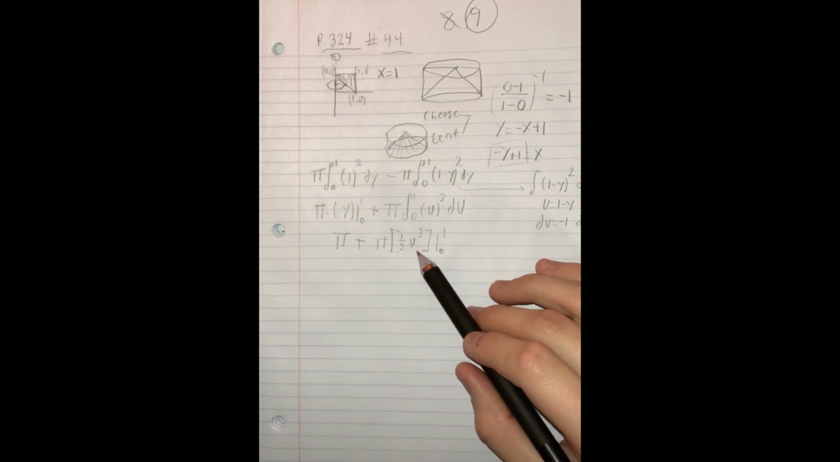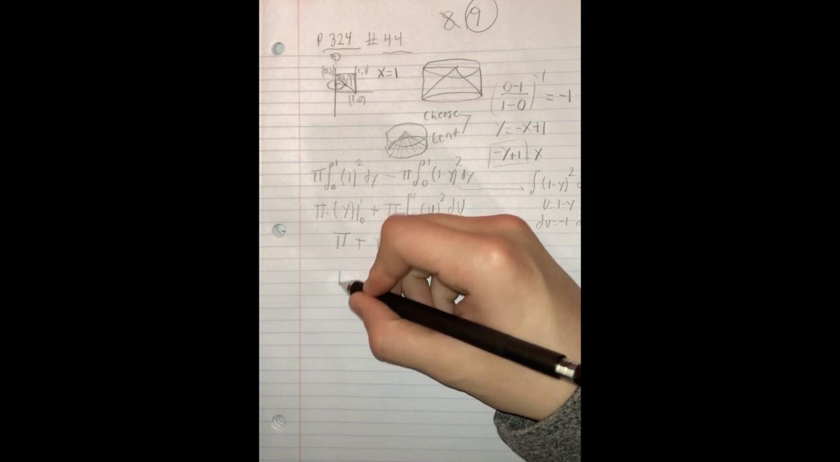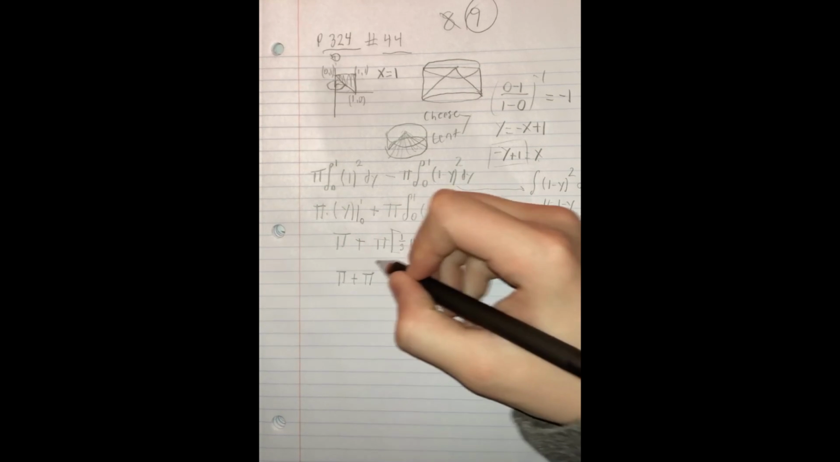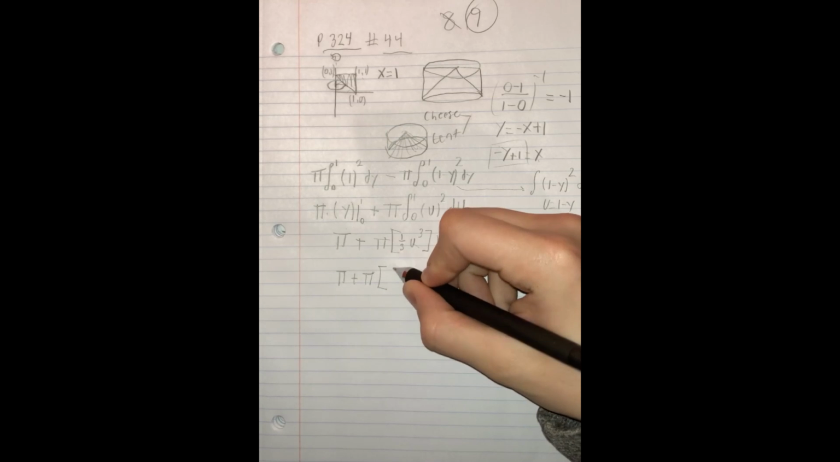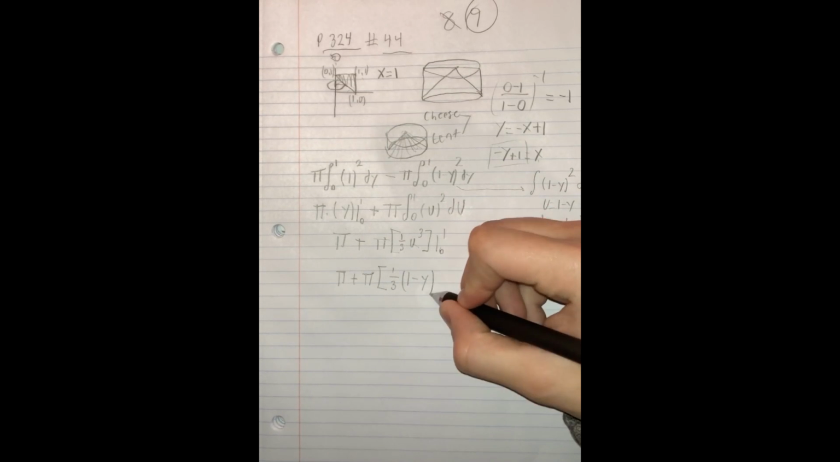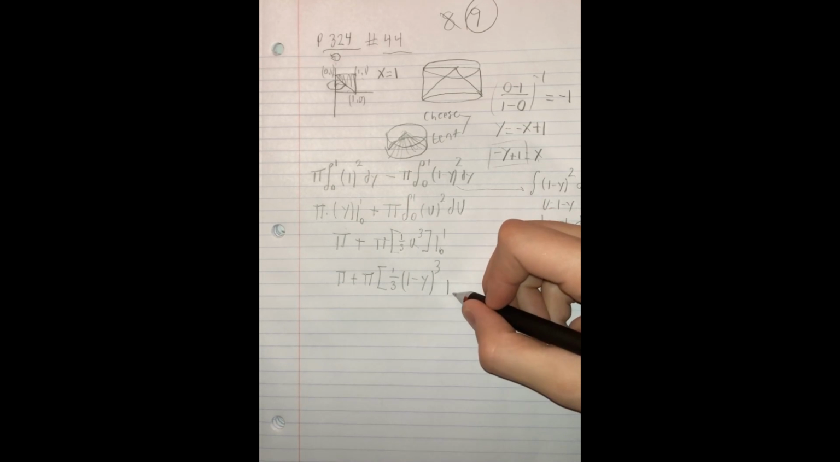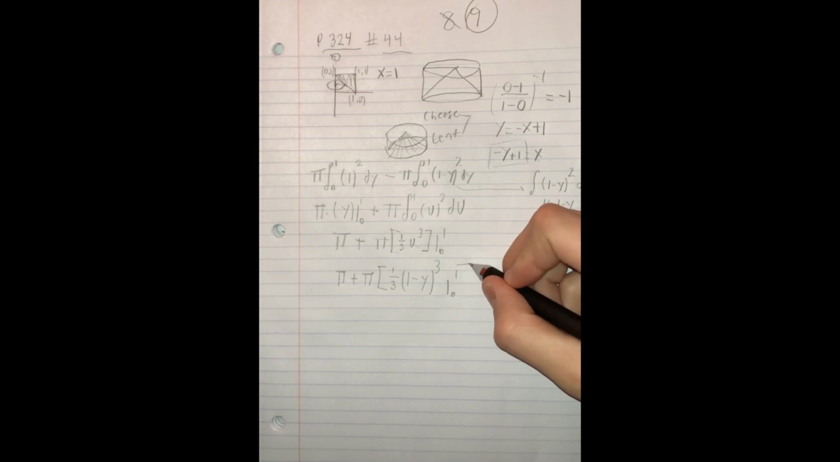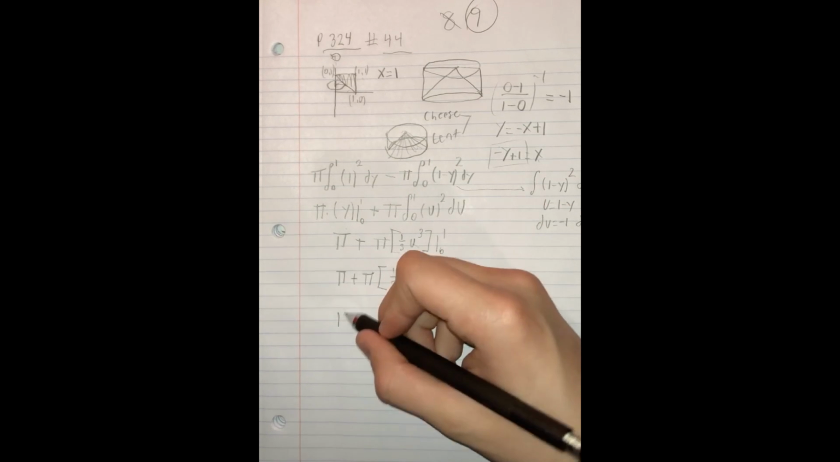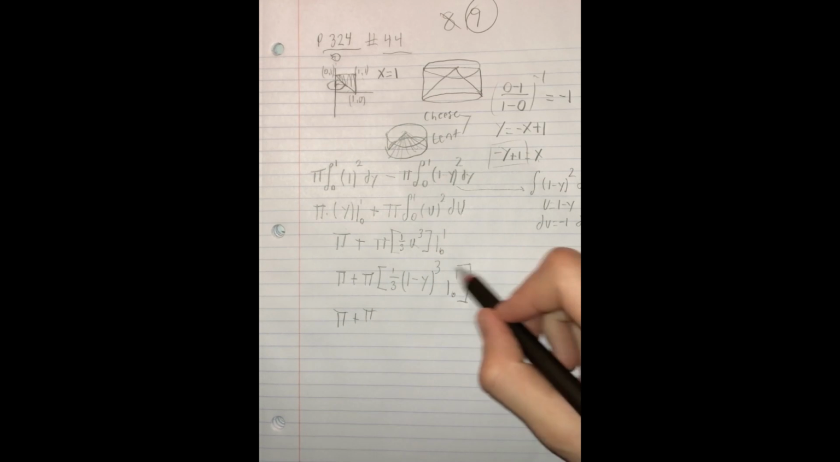Now we should plug u back in, I apologize. U again we brought over here is 1 minus y, so we'll plug that back in, pi plus pi, and then brackets 1/3 1 minus y cubed, evaluated from 0 to 1. Put our big braces in again, so we got pi plus pi, and then we can start evaluating this.